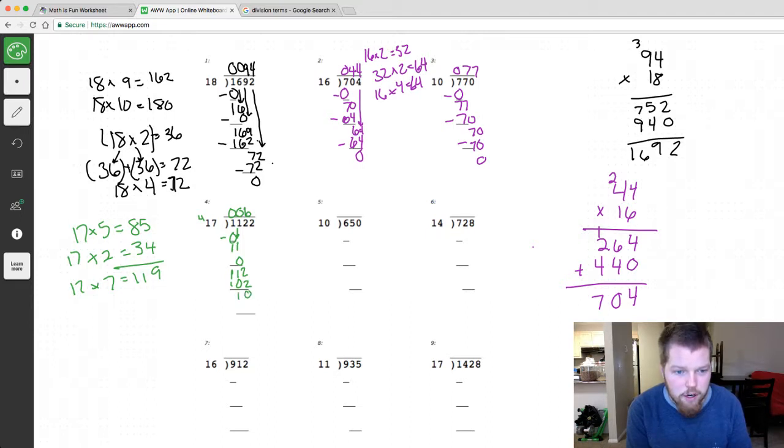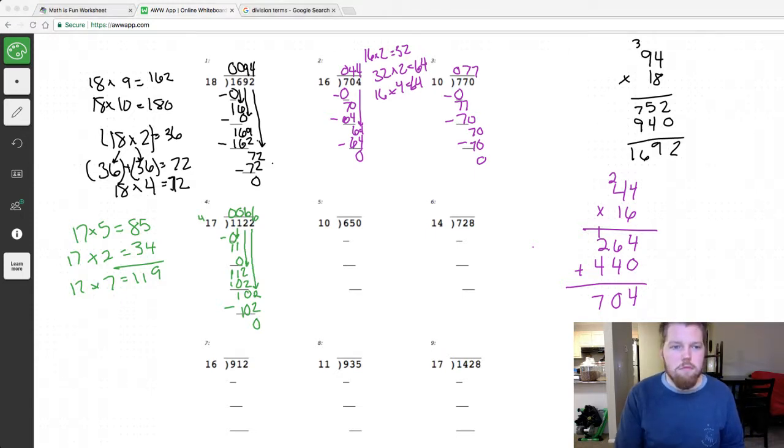I always like to write arrows here because if not, I get confused of which place value I'm on. So we'll get 102 here, and we know what that is. It's going to be 6. 6 times 17 is 102. We just did that. We'll subtract, get 0. Excellent. Okay.